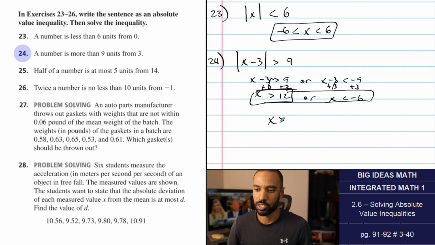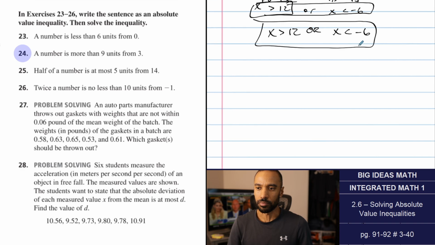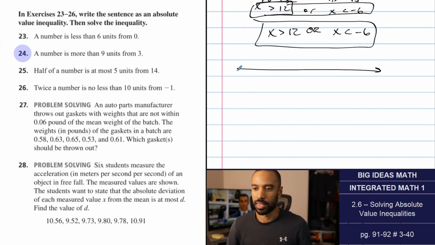I should probably rewrite that. x is greater than 12, or x is less than negative 6. Doesn't look much better. So here's 12. They didn't ask to graph, but I need to support this one so I can use it in the future. Maybe talk about this a little bit better.